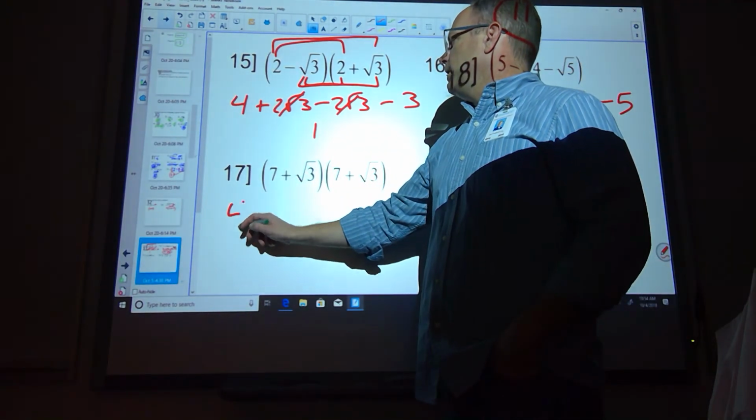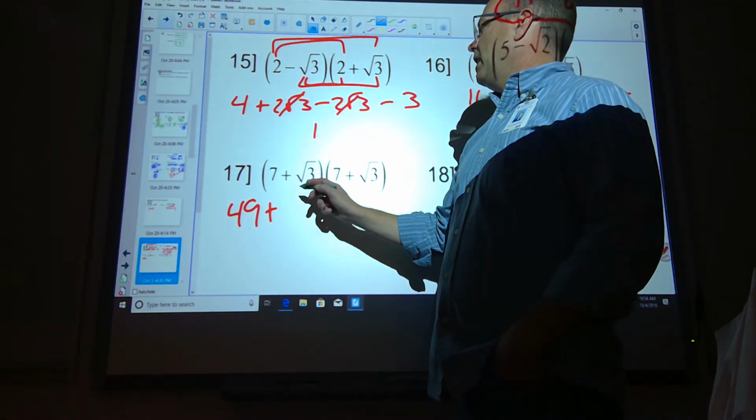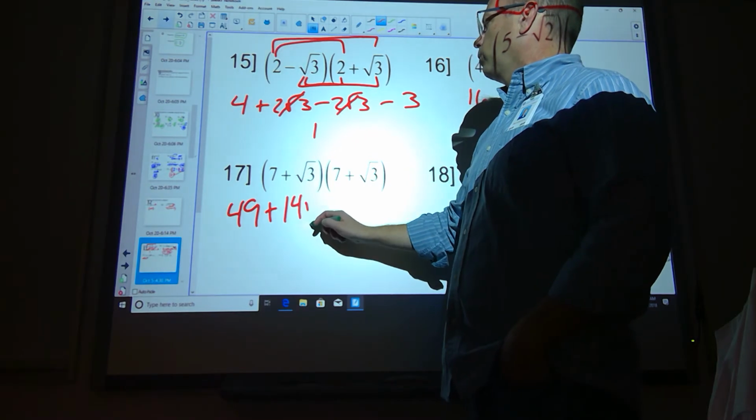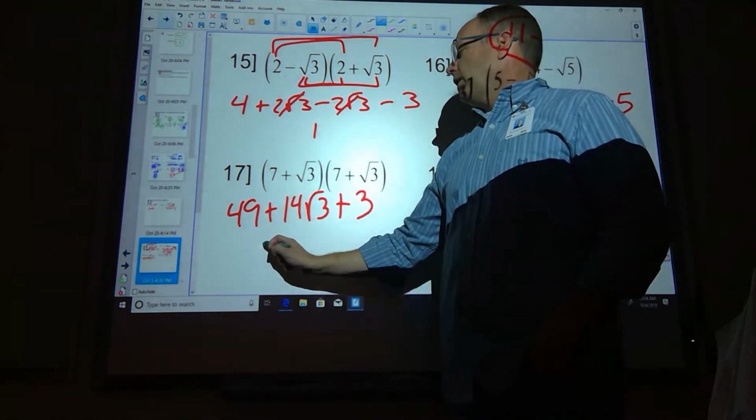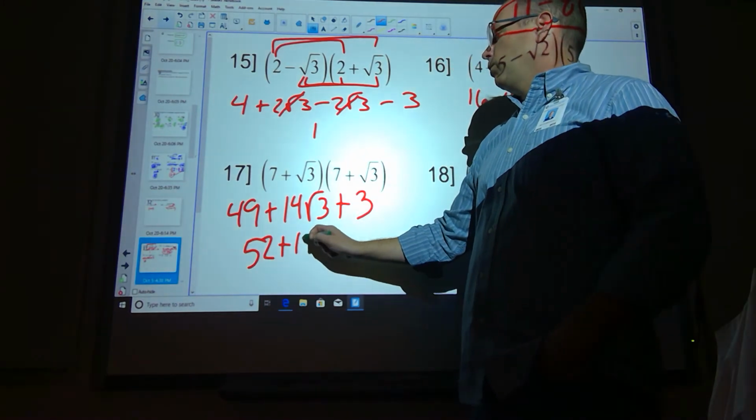All right, this one, 49 plus 7 root 3 is 14 root 3. Root 3 times root 3 is root 9, which is 3. Combine your like terms, so I get 52 plus 14 root 3.